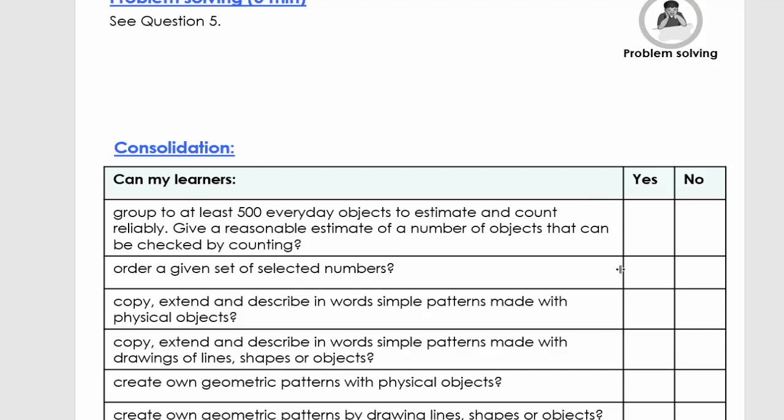If everything is yes, you carry on with the next lesson. If you have no's, you need to revise some of the activities or contact us at SA Teacher.